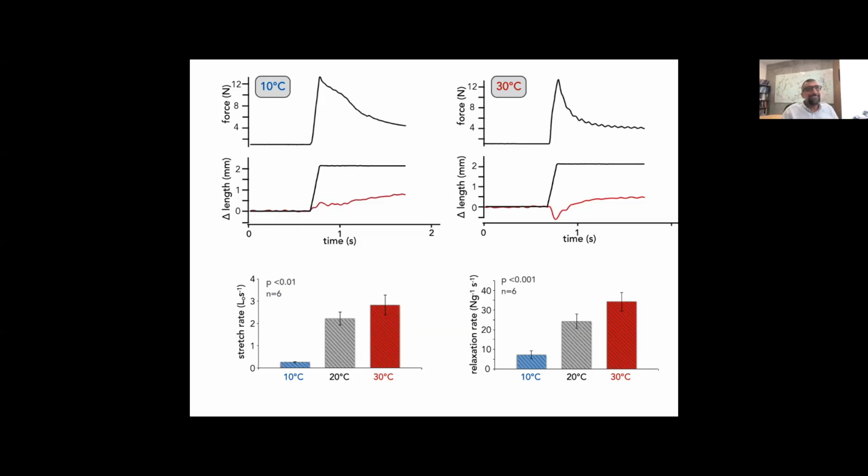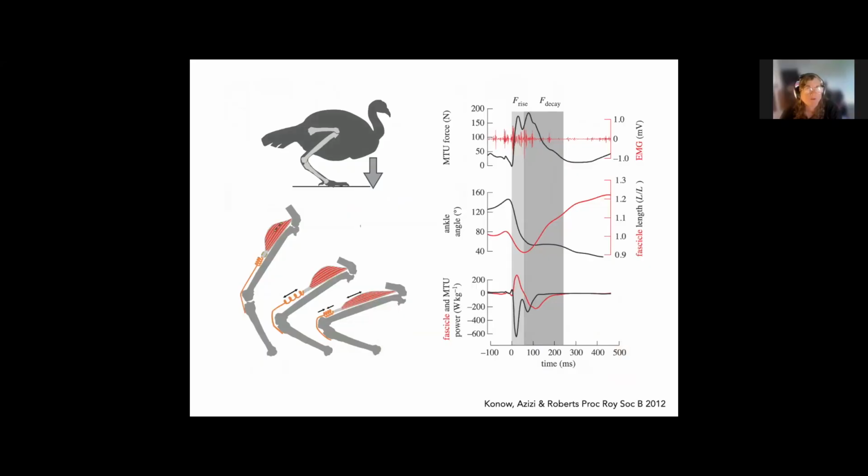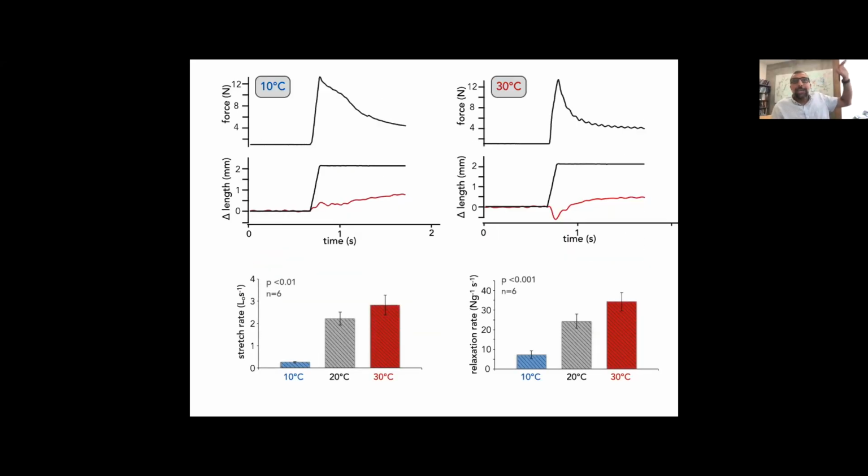Does that make sense there? Say that one more time. So the relaxation rate: as you increase the rate of relaxation, that drop in force is equivalent to the recoil of the tendon, right? So you're allowing the tendon to recoil faster if your muscle is relaxing faster.